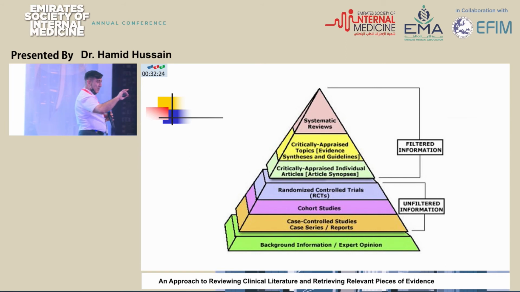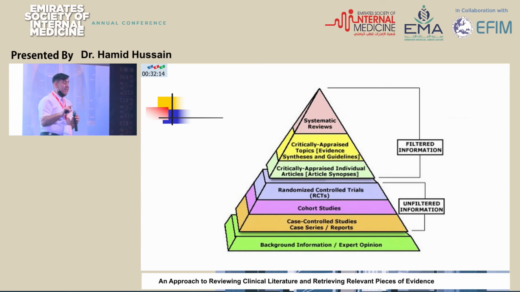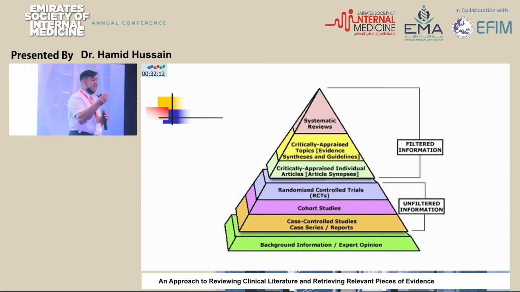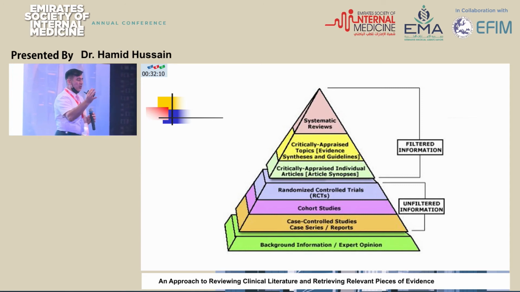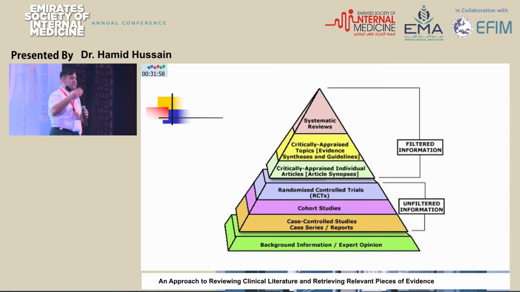Evidence level 2A is a case-control study, retrospective or prospective. Evidence level 2B is a non-randomized, uncontrolled trial. And evidence level 3 is the other studies: cross-sectional studies, experts' opinions, reports, whatever. So these are the 3 levels.